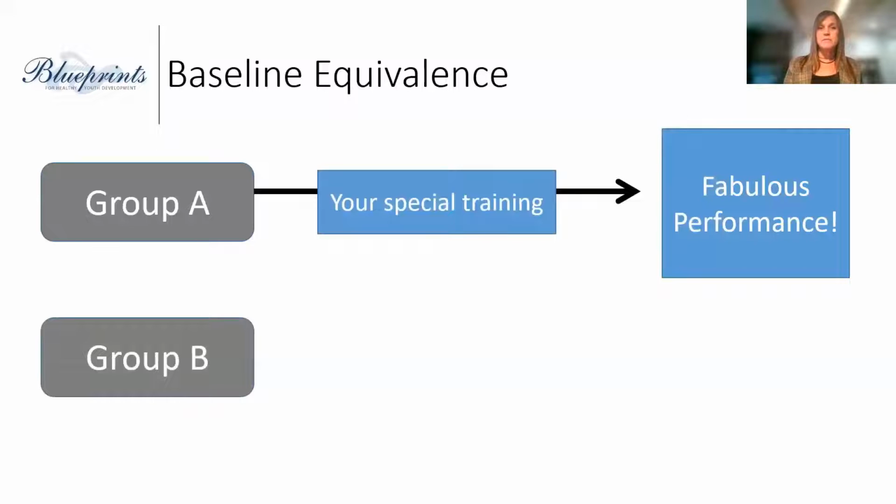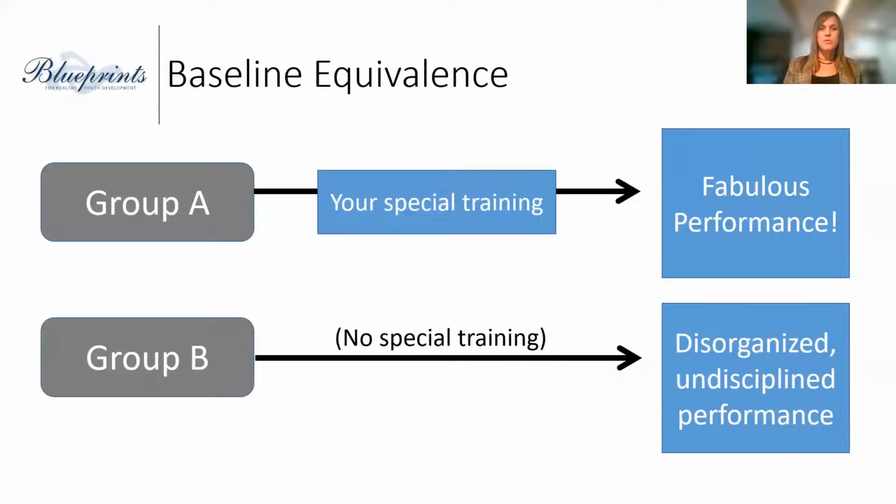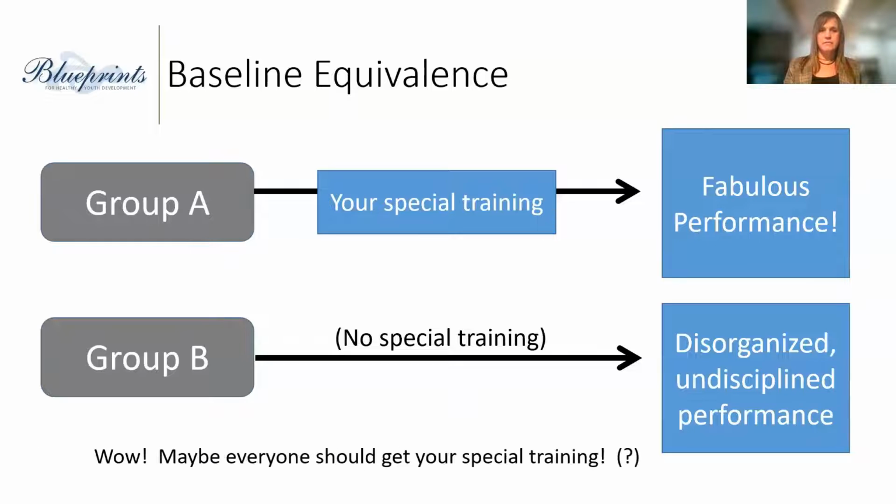Group A receives some sort of special training and they have a really good result. They have really good positive outcomes. Group B has no special training and their performance is really disorganized. It's undisciplined. Their performance is not stellar. So wow, if your goal is to have great performance through this special training, then maybe your special training is the answer. Everyone should have this special training.